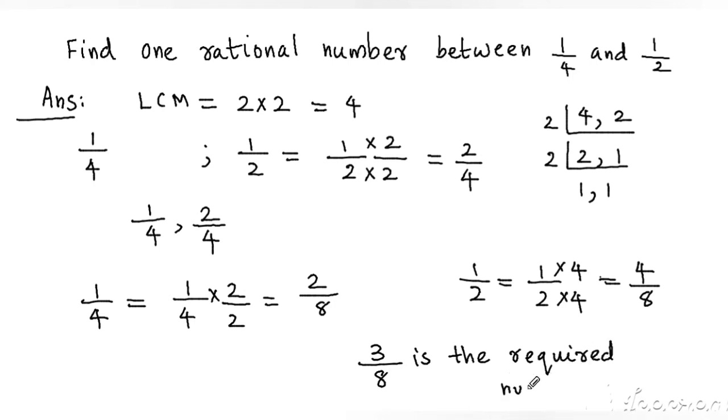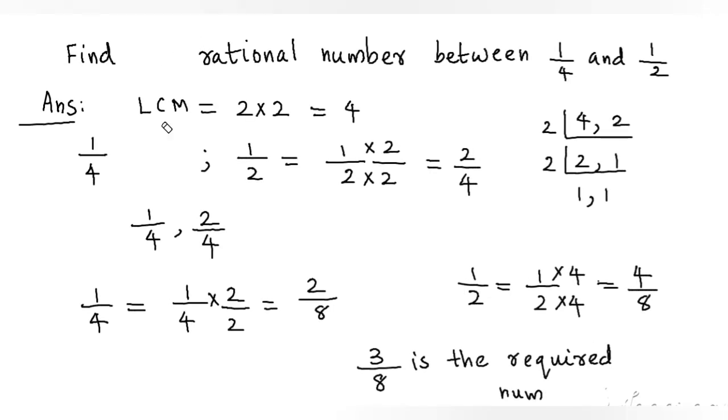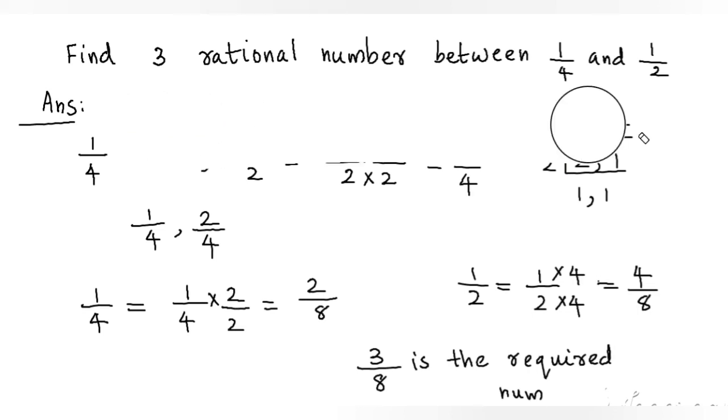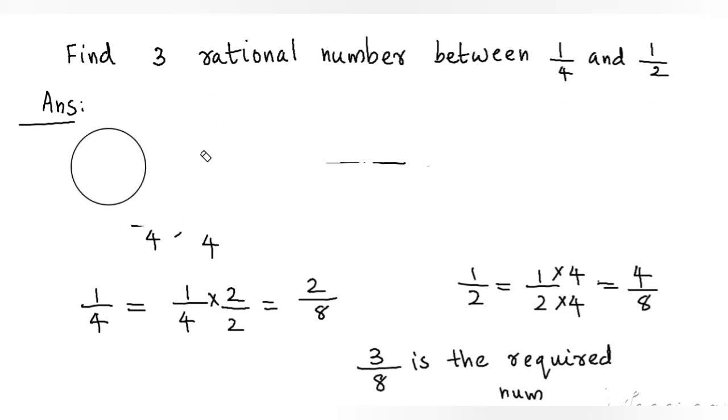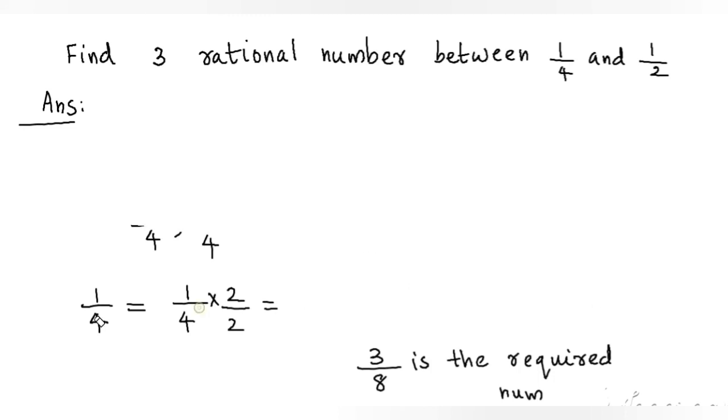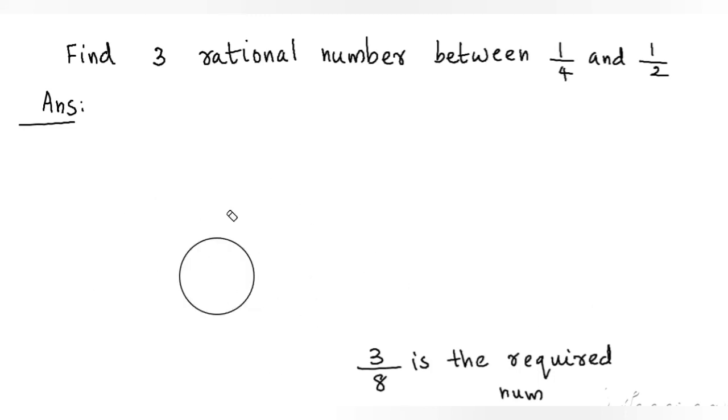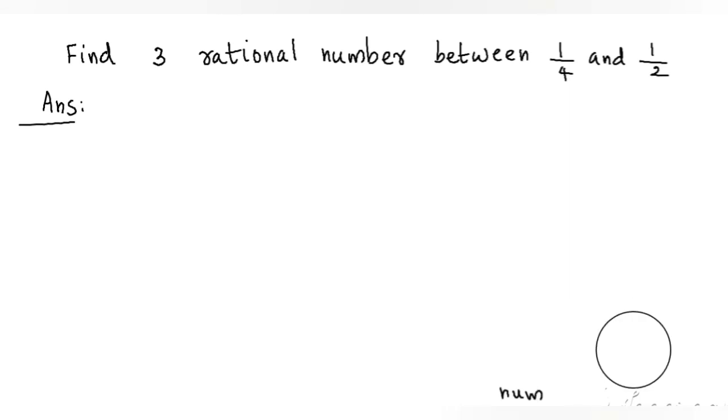Depending on the denominator, the rational number will also change. So the answer is not unique. You may obtain different answers by changing that denominator. Suppose instead of one rational number we have to find, say, 3 rational numbers that lie in between 1 by 4 and 1 by 2. If you take the denominator as 8, you will obtain only one rational number. So this method will not work. So we can take the denominator as a common multiple which is more than 8.